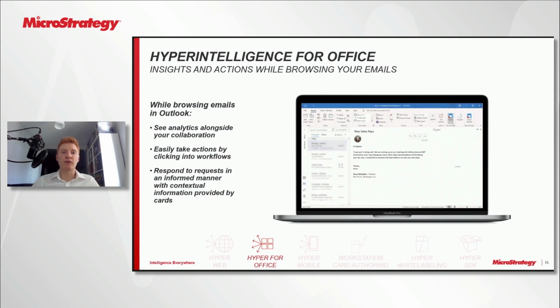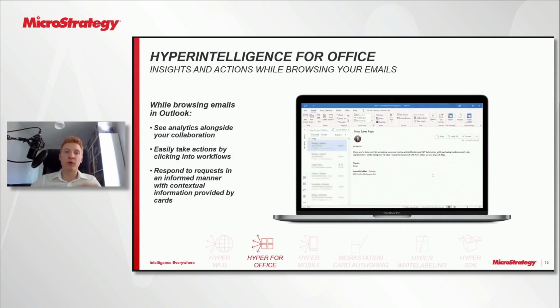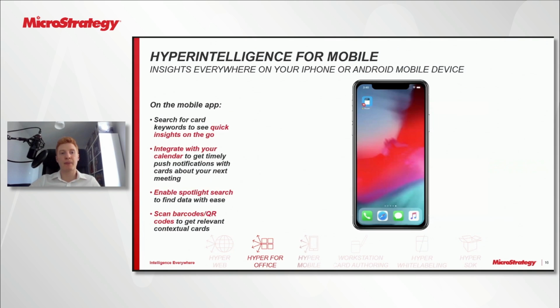Next is Microsoft Outlook. With just one add-in, HyperIntelligence scans your entire inbox for keywords and gives you cards to see as you browse through all of your emails. And here you can see analytics alongside your email collaboration. You can easily take action by clicking into relevant workflows, and you can respond to all the different requests with informed perspective based on the contextual information that you just got from the card itself.